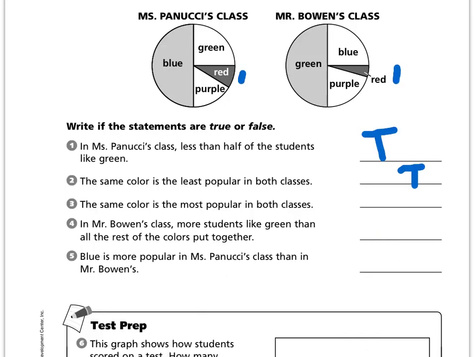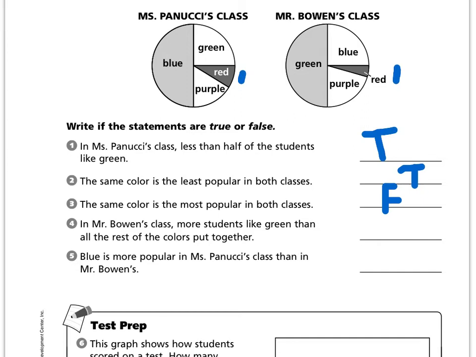Okay, let's look at number 3. It says the same color is the most popular in both classes. So let's look at Miss Panucci's class, and I can see that blue has half of the votes. And over in Mr. Bowen's class, I can see that green has half of the votes. So the question says the same color is the most popular in both classes. That would be false because in one class it's blue and in the other class it's green.